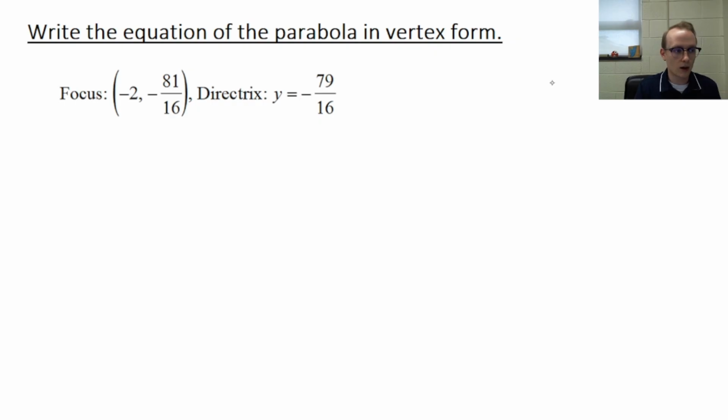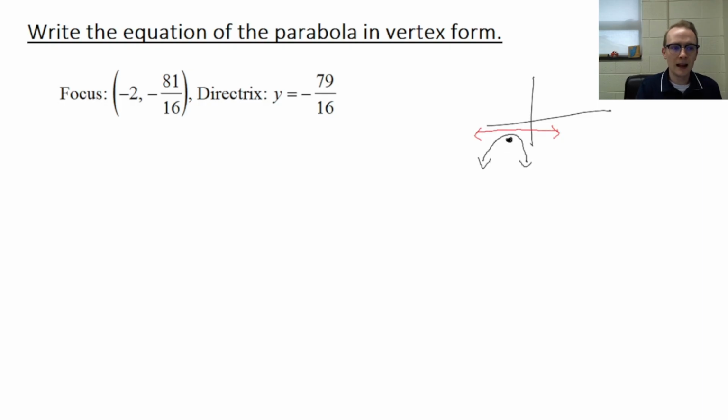So here are the x and y axes. Our focus is negative 2, negative 81 over 16. We'll say that's somewhere over here. Negative 81 over 16 is just a little bit past negative 5. And then our directrix is at y equals, so that is going to be a horizontal line, y equals negative 79 over 16. So negative 79 over 16 is not quite as far down as negative 81 over 16, so that's going to be above our focus. So our directrix is something like this, which means our parabola is opening down like this.